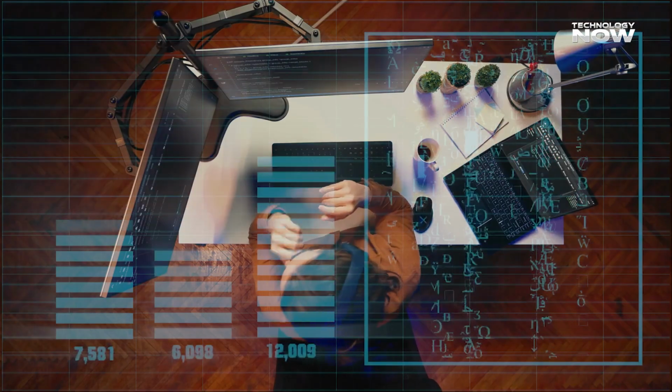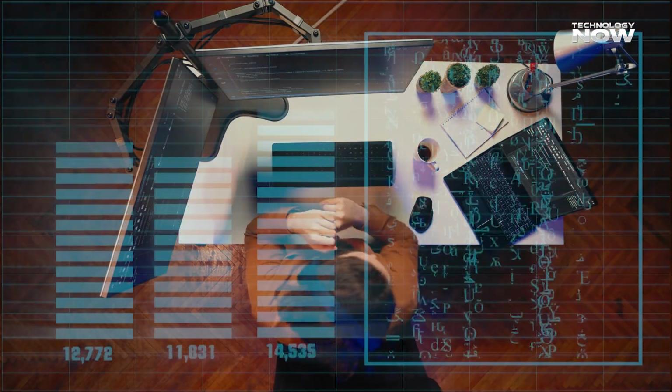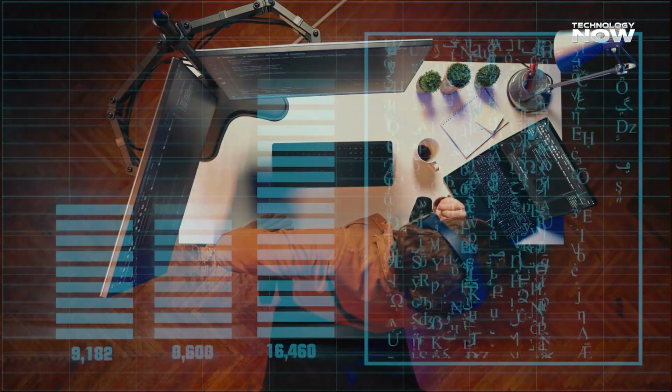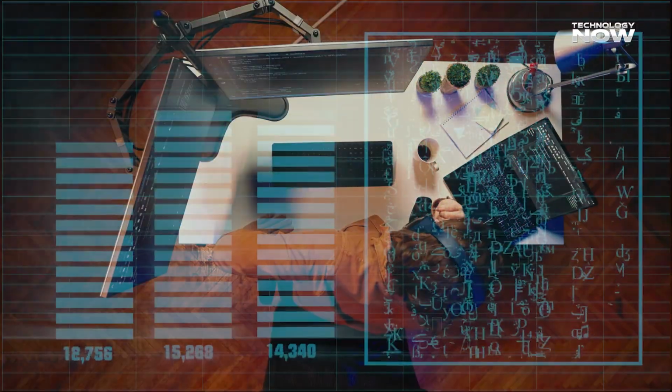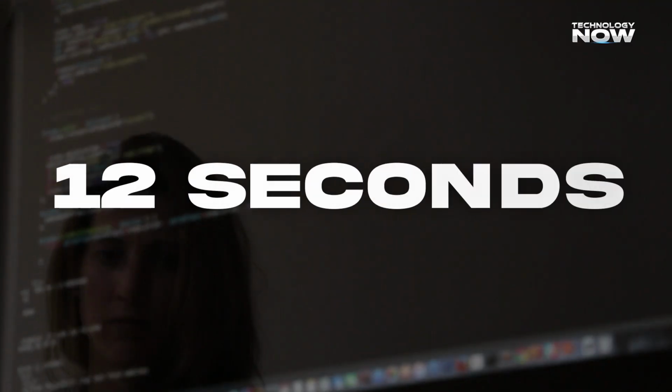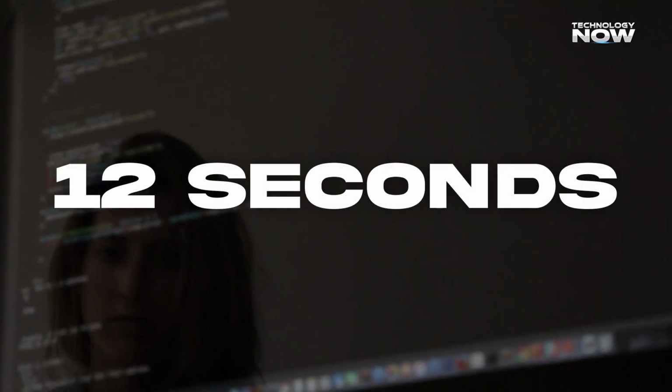Speed improved almost everywhere, starting with first token latency dropping from 1.8 seconds to 1.2 seconds. A 500-word reply now takes around 12 seconds instead of 16, making the model feel faster during conversations.